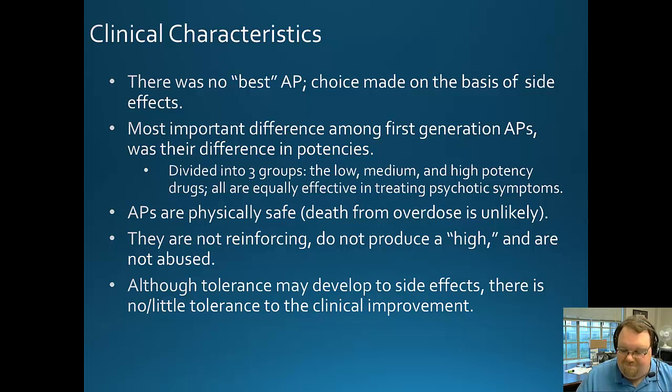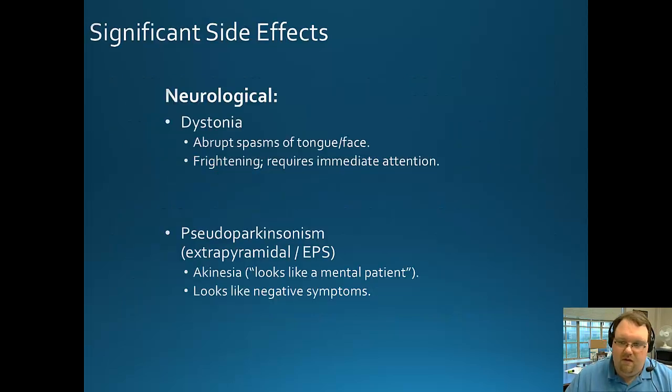So it's just how much of the drug you had to give in order to have an effect. That's your main difference. They were physically safe, meaning that you weren't going to die from overdose. You weren't going to have highs and you weren't going to have tolerance. But especially for the typical, the first generation antipsychotics, there were several very significant side effects. So the first one's dystonia. So this is abrupt spasms of the tongue and face, and it often required immediate medical attention.